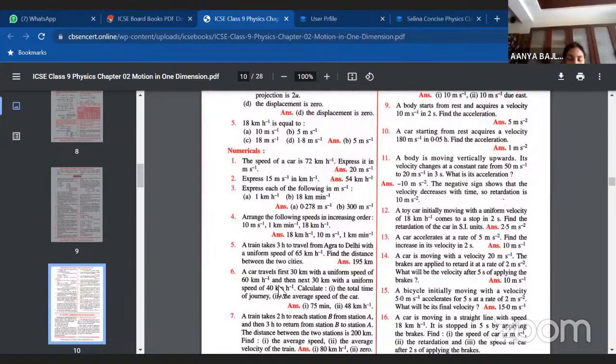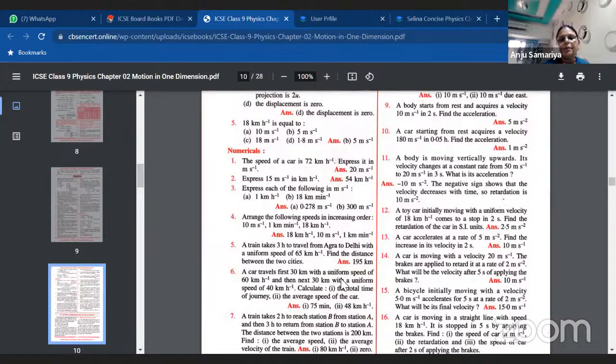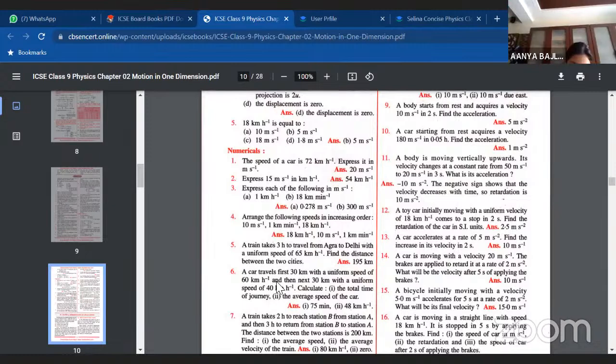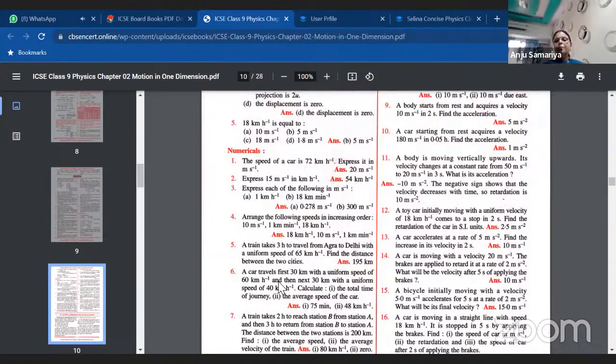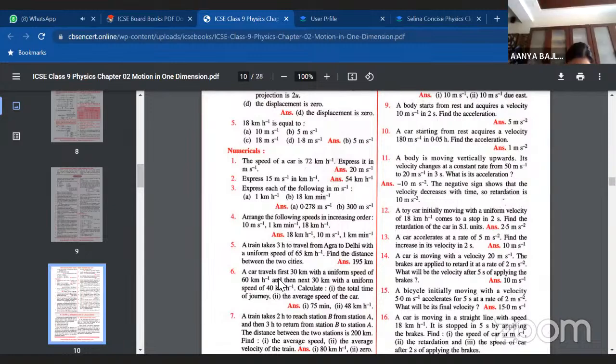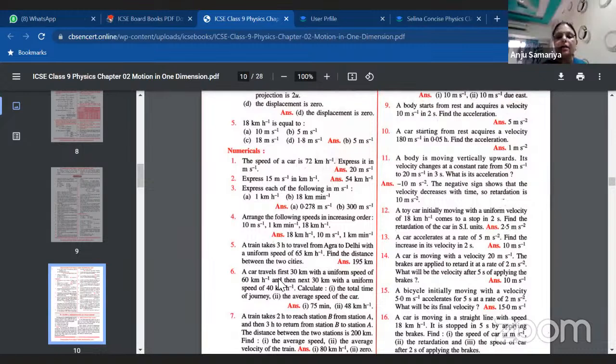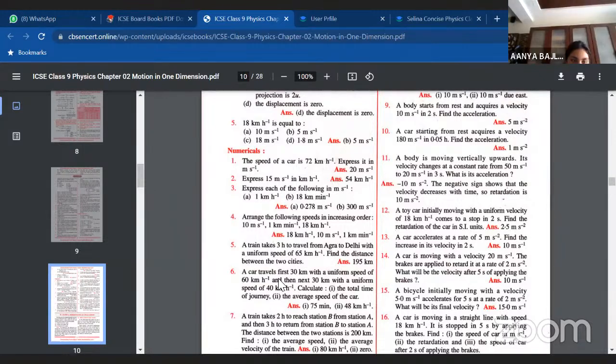Done. Sixth one. A car travels first 30 kilometers with a uniform speed of 60 kilometers per hour, and then next 30 kilometers with a uniform speed of 40 kilometers per hour. So you find out the time in hours, how much time in the first half and how much time in the second half. And then you find the total time. And then you can find the average speed, total distance upon total time. First we will do 30 upon 60, then 30 upon 40. Then we will take out the time and add the total.